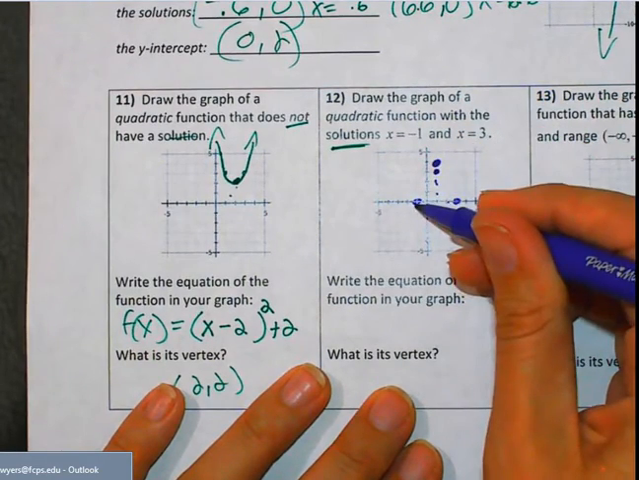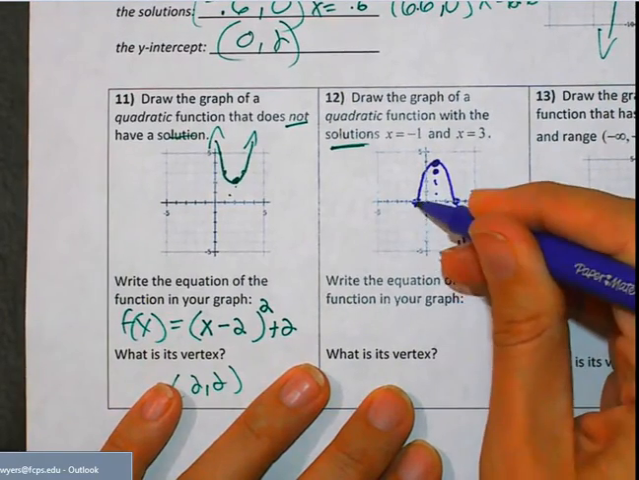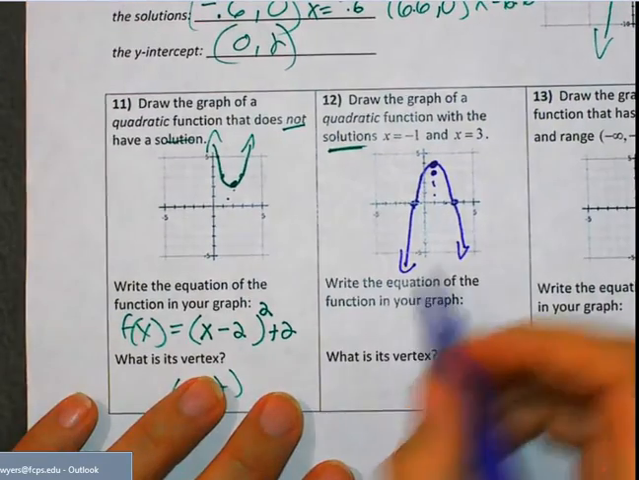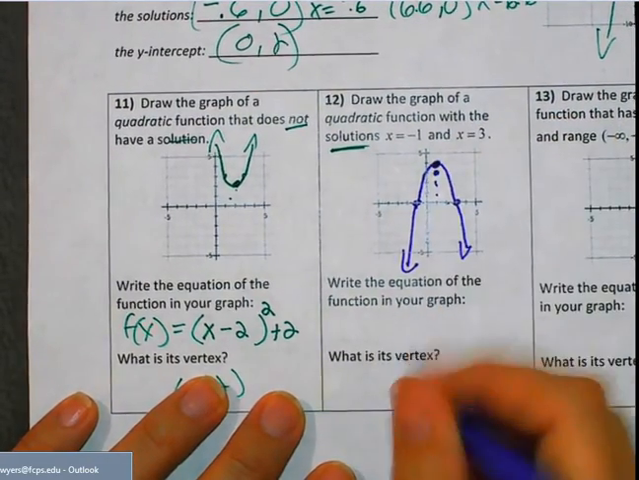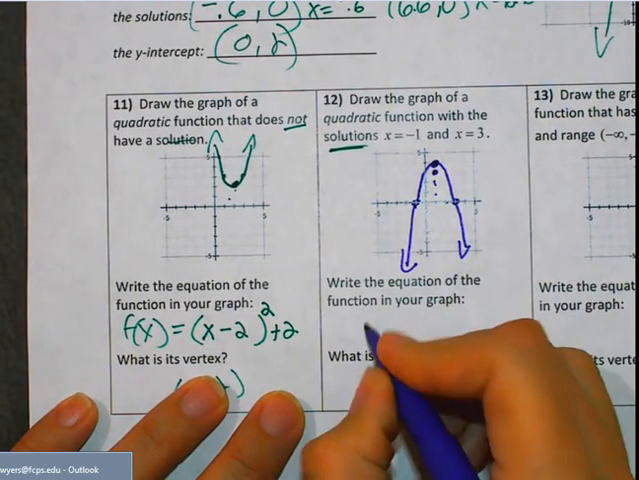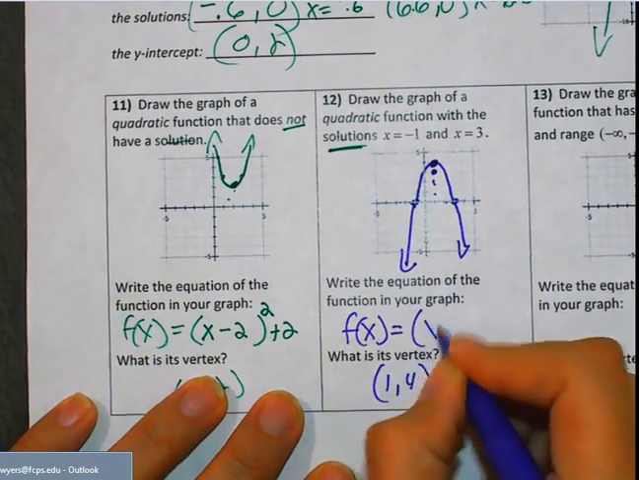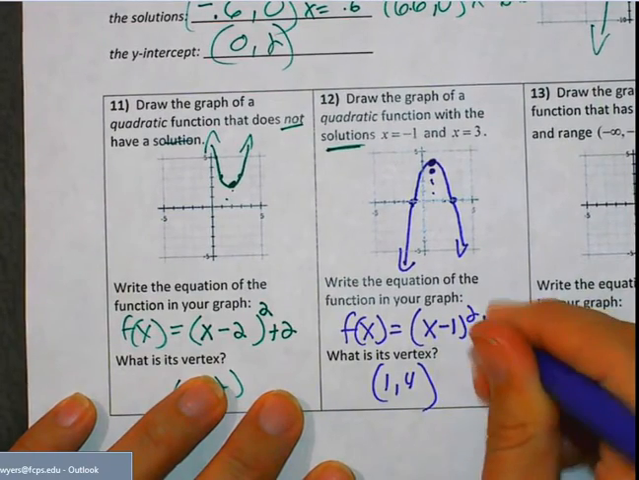Okay, so the parabola is going to look like this. And my vertex here, I see, is at (1, 4). Then to write my equation, f(x) equals x, and again, because of the inside shift, (x - 1) squared plus 4.